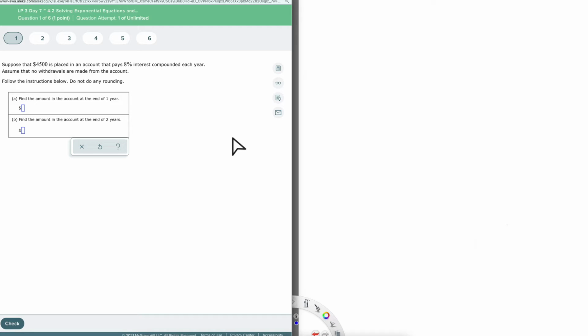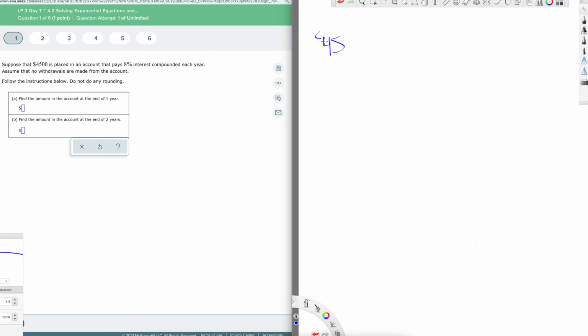All right, let's go ahead and get started here. With this one, we're looking at this situation. Suppose that $4,500 is placed in an account. So this is a starting point. I tend to like to point out these things because whether we're working with quadratics or linear or exponential, a lot of the time we can identify a couple simple pieces that help us build an equation or build the situation that's happening here.